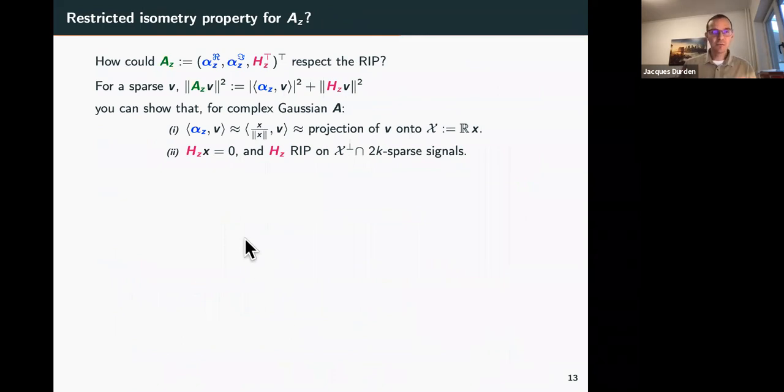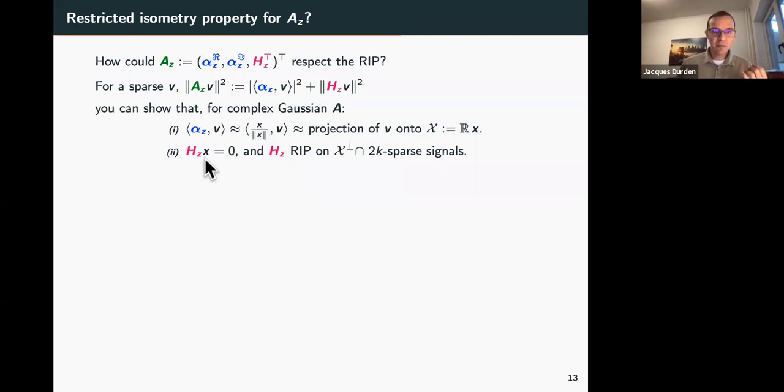I'm not going to develop the proof of that. I'm just going to give you the intuition of why it can be possible to reach the RIP property with high probability for AZ. The first thing to realize is that AZ is developed like this, a triplet of vectors and matrices. If you apply that to a sparse vector V and compute the L2 norm squared, you will have two components squared. You can show that the very first component is equivalent to projecting the vector V onto the direction of X, which is encoded through X star, but also through alpha Z.